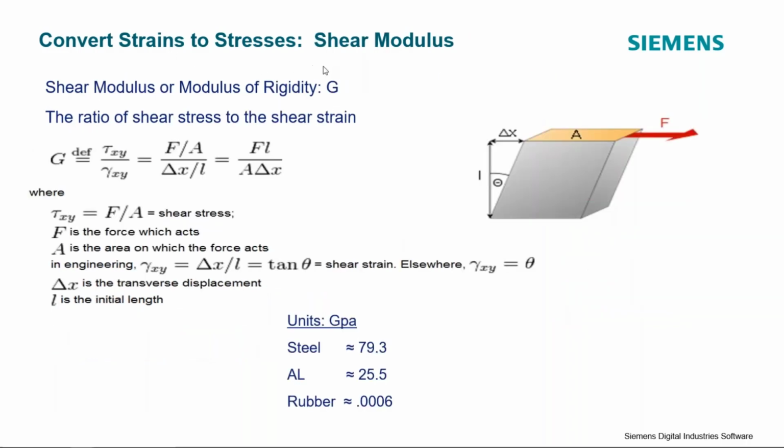We also need to know the shear modulus of our material. So the shear modulus is essentially the Young's modulus, except instead of relating a normal stress to a normal strain, it relates a shear stress to a shear strain. And the shear modulus is defined as the shear stress divided by the shear strain. So likewise, this needs to occur in the linear region of the material in order to be valid.